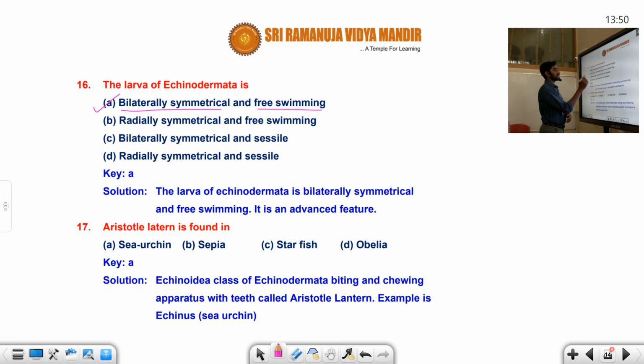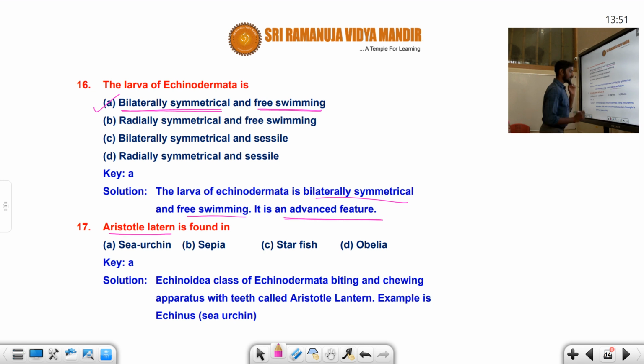So now it is given here, the bilaterally symmetrical free swimming larva. It is a very advanced feature. The bilaterally symmetrical larva is a very advanced feature. This we already discussed in the earlier class. Now let us see the other important thing, Aristotle's lantern.